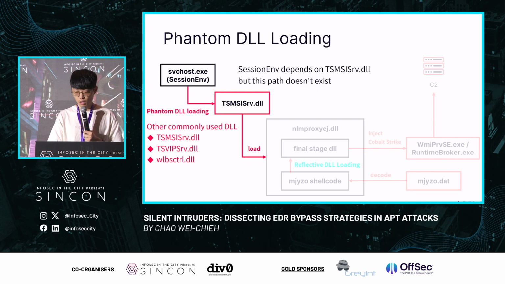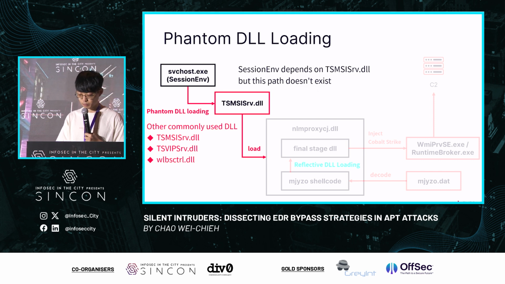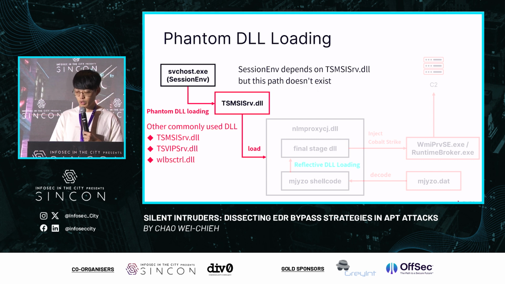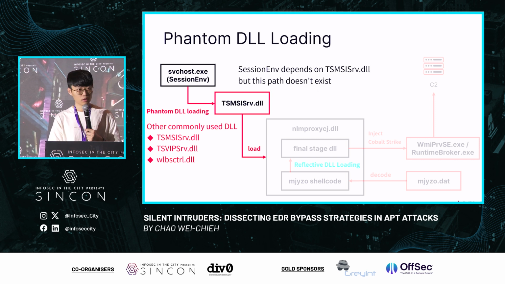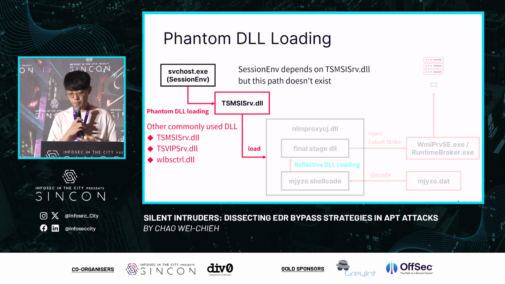So there are other commonly used DLLs. This is on the left. If you place your DLL with this name in the Windows System32 folder, it will be loaded by the Windows service automatically. So it is quite a commonly used technique by attackers nowadays. So you can try to add this DLL to your blacklist. And because this DLL by default doesn't exist on your Windows, you can safely add it to your blacklist.